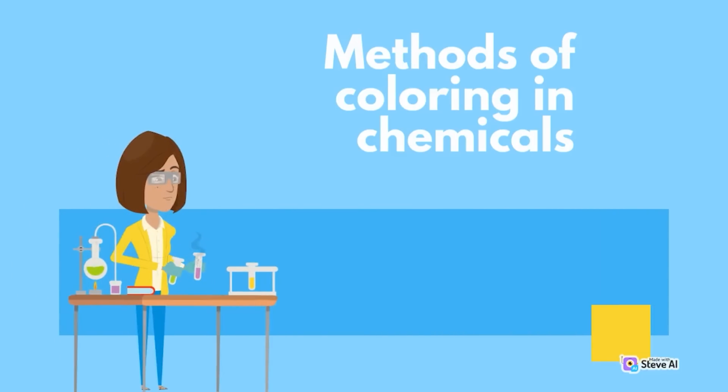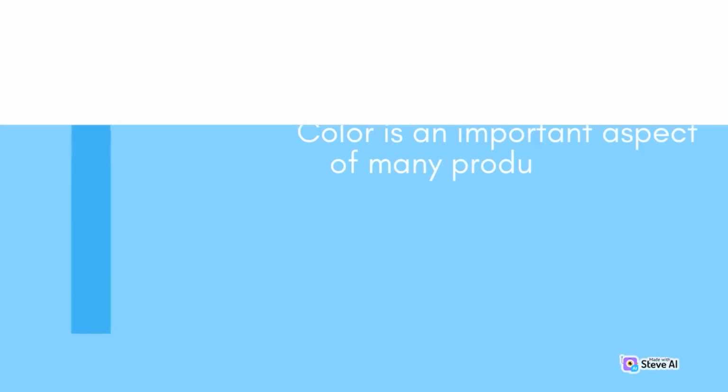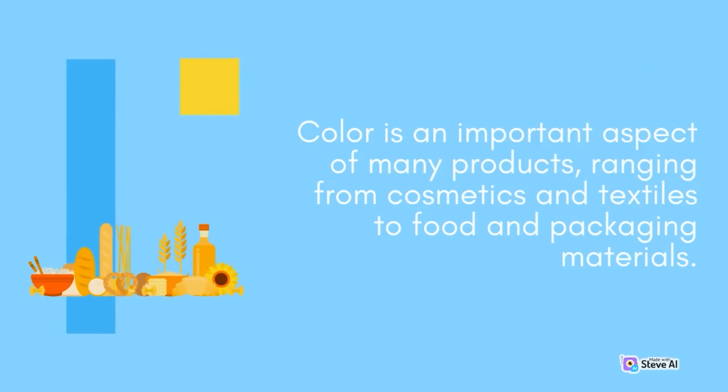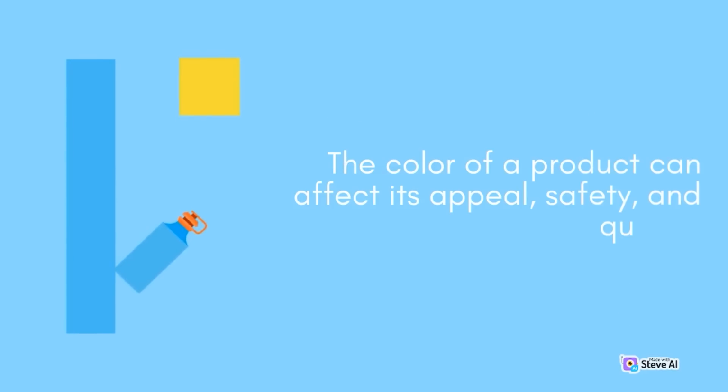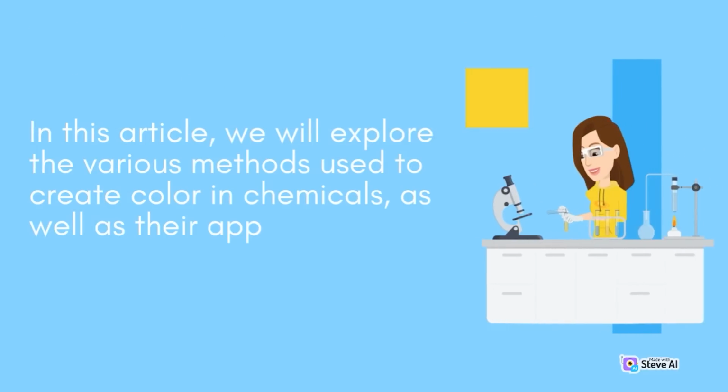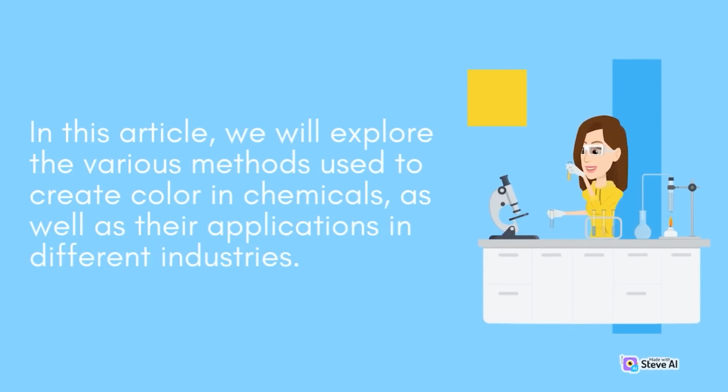Methods of coloring in chemicals. Color is an important aspect of many products, ranging from cosmetics and textiles to food and packaging materials. The color of a product can affect its appeal, safety, and quality. In this article, we will explore the various methods used to create color in chemicals, as well as their applications in different industries.